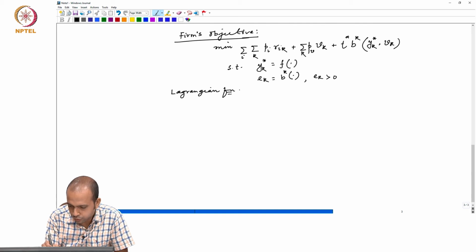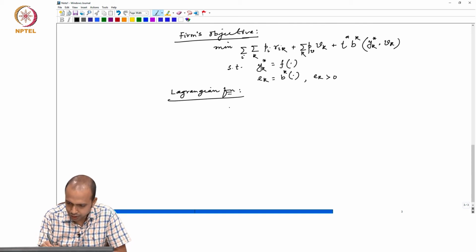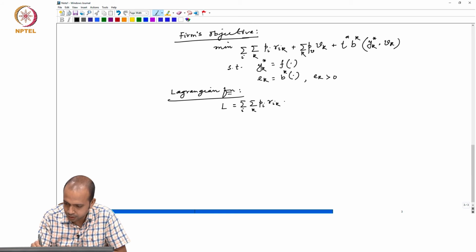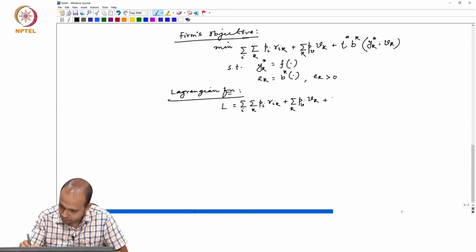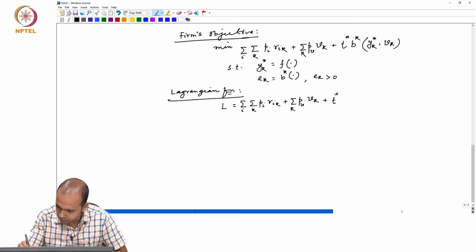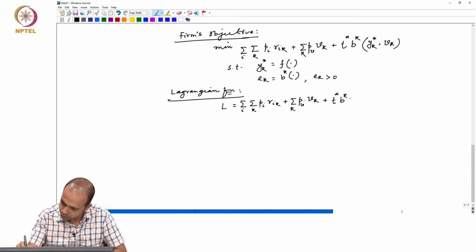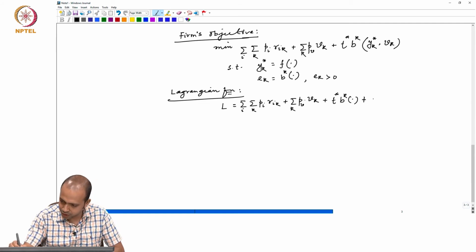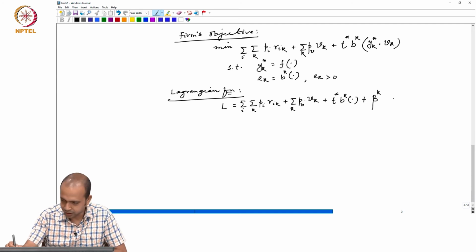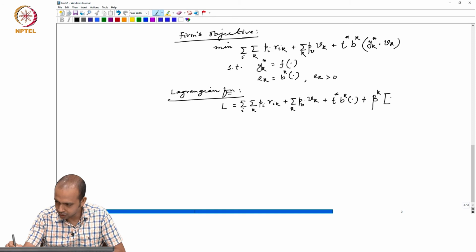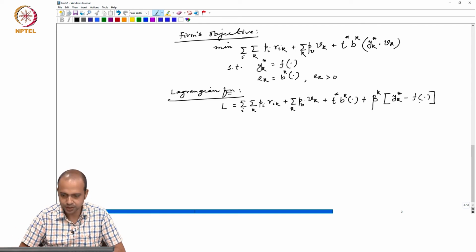Lagrangian function for cost minimization, L equals, we will write, double summation P_I R_IK, this is I, this is K, plus summation P_V into V_K, plus T star into B_K, plus the Lagrangian multiplier. Let us say this is the Lagrangian multiplier, which is this lambda_K, into Y_K star minus f of this. This is the Lagrangian multiplier.